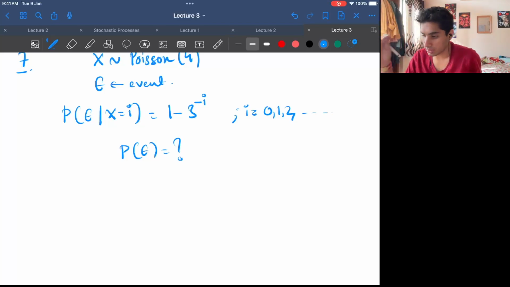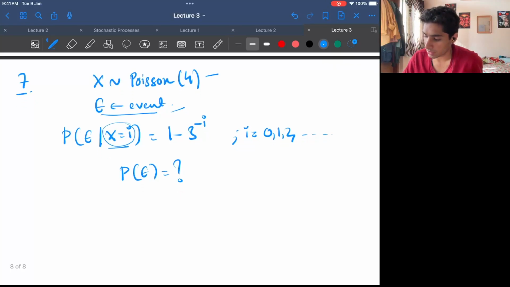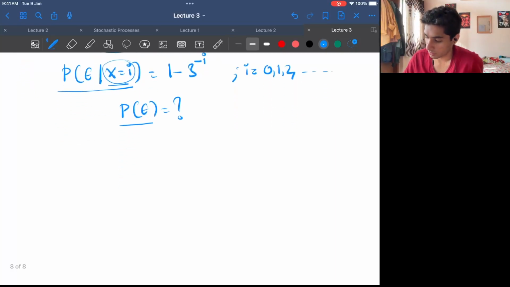I hope the question is clear, right? You have a random variable and you have an event. The probability of this event conditioned on this random variable, or more correctly, given that x is equal to i, is given to be this, so this is a conditional probability. You are asked what the total probability of this event is.